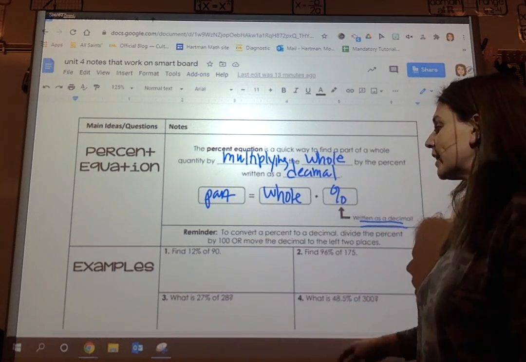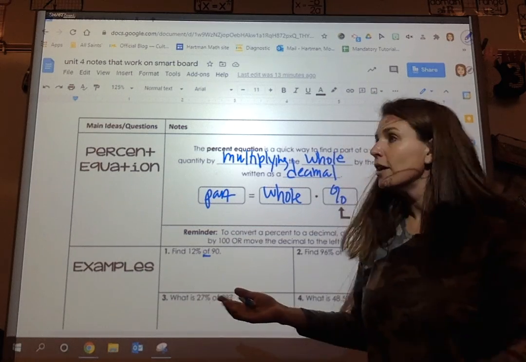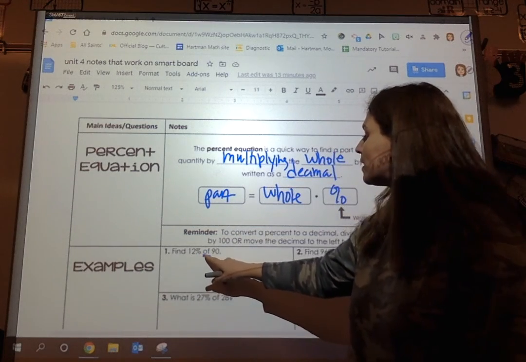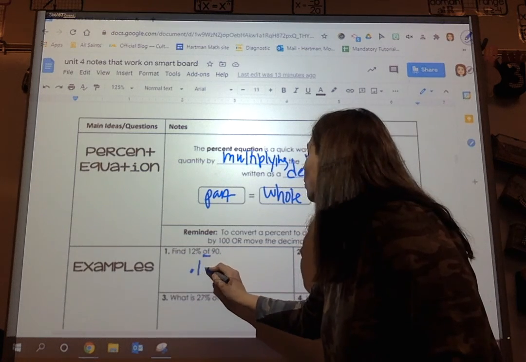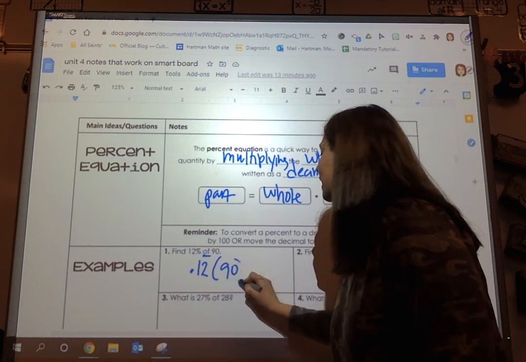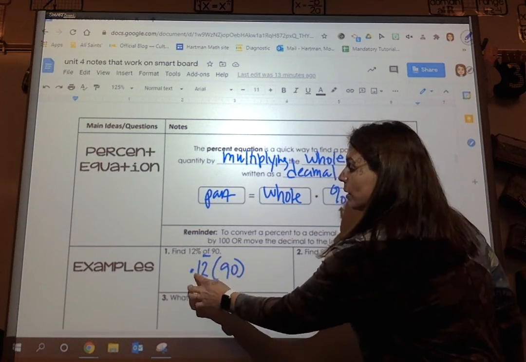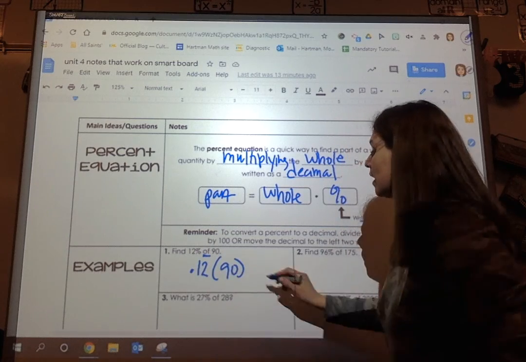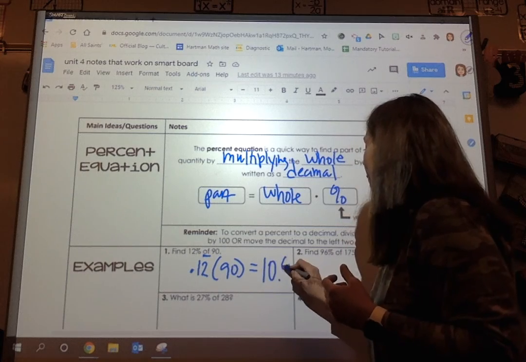So if you look at this, what does of mean in math? It means multiplication. So it's saying 12% of 90. I have to make percent a decimal, so it's 0.12 times 90. It is a literal translation. Of means multiplication. 0.12 of 90. And so when I multiply that, I get 10.8.